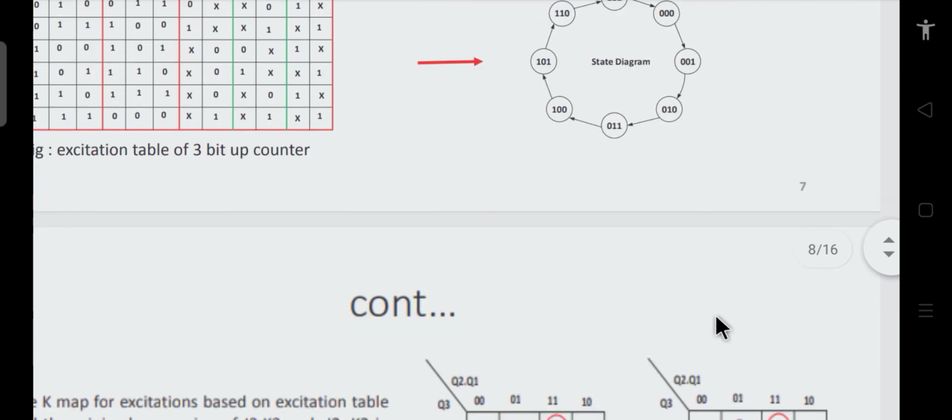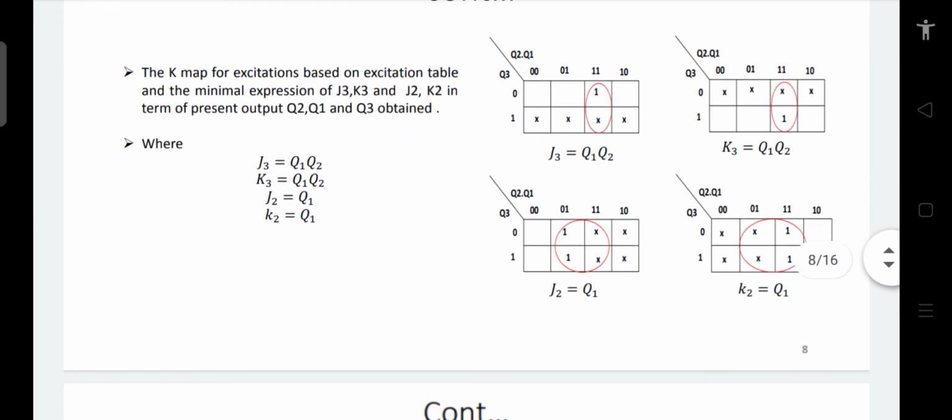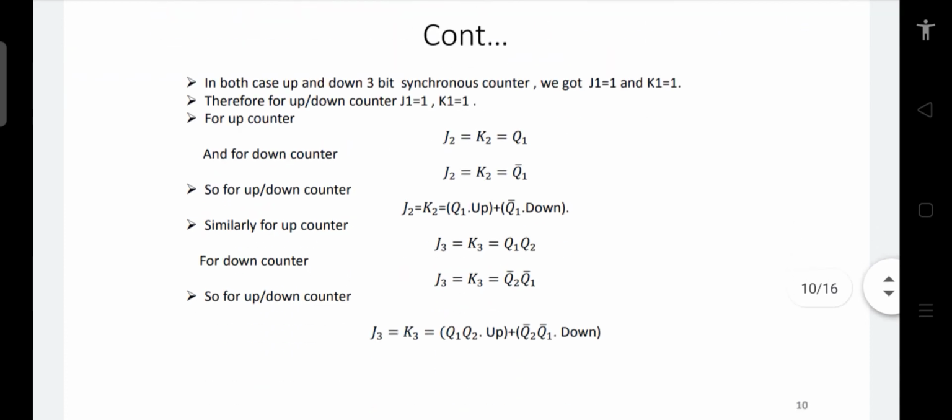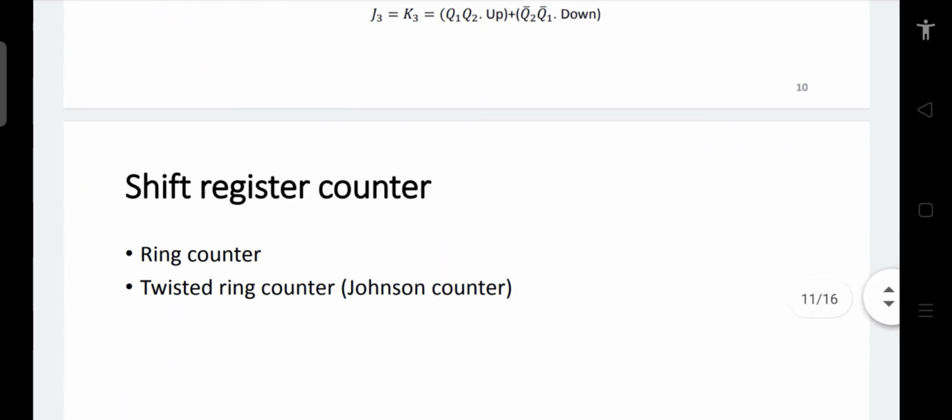So let us move on to the next thing. The next ones are simple. I'll discuss this in the next part of this lecture.